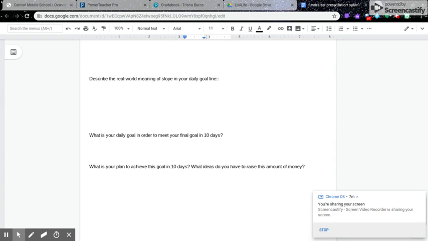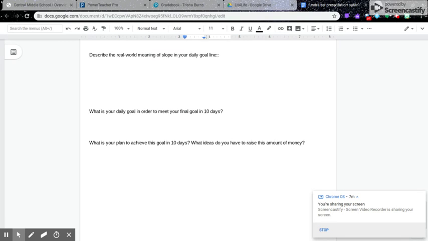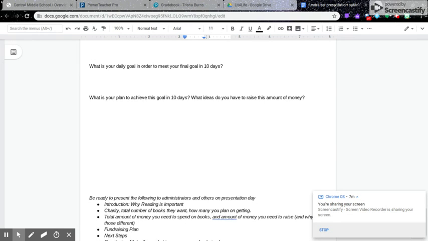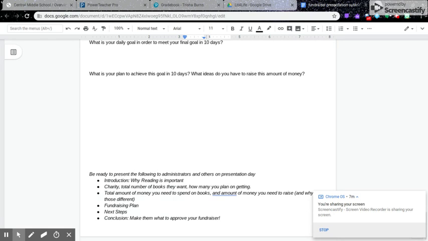And then what's your daily goal in order to meet your final goal in 10 days? Again, you're going to need to look at your graphs, look at the slope of your daily goal, and that will help you see what your daily goal is. And what's your plan to achieve this in 10 days? This is where you guys are going to brainstorm what you are going to do to raise the money to meet your goal. And then be ready on Friday to present.